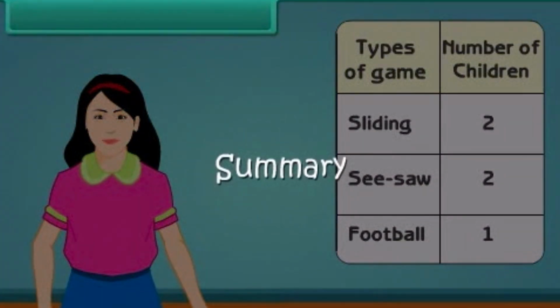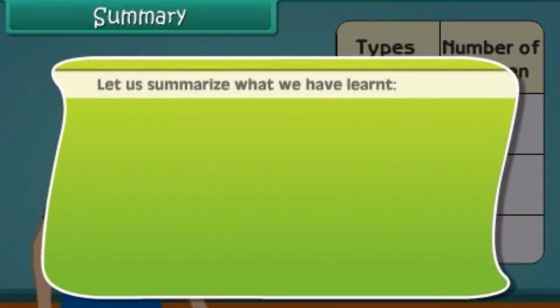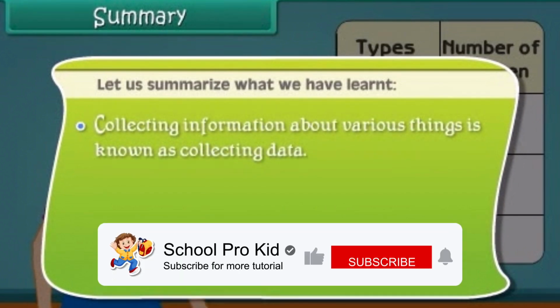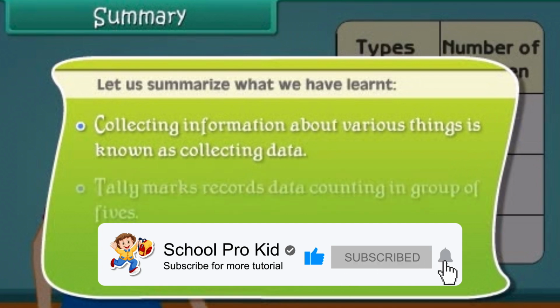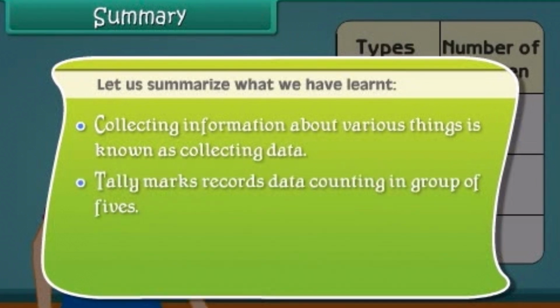Summary. Let us summarize what we have learned. Collecting information about various things is known as collecting data. Tally marks record data by counting in groups of 5s.